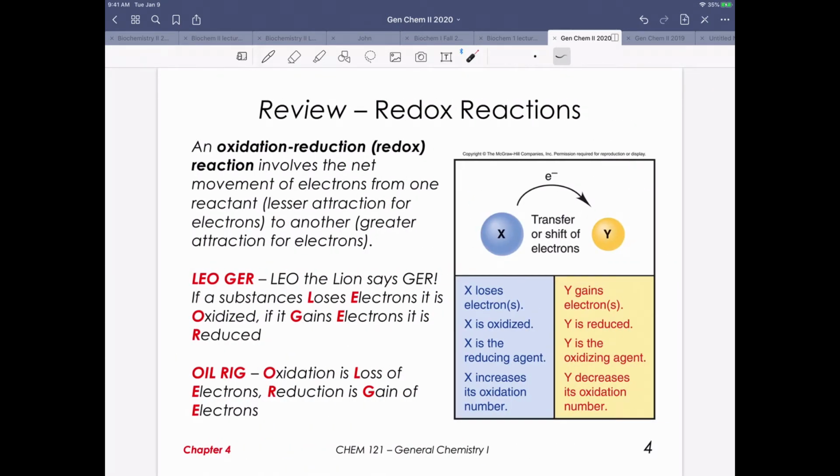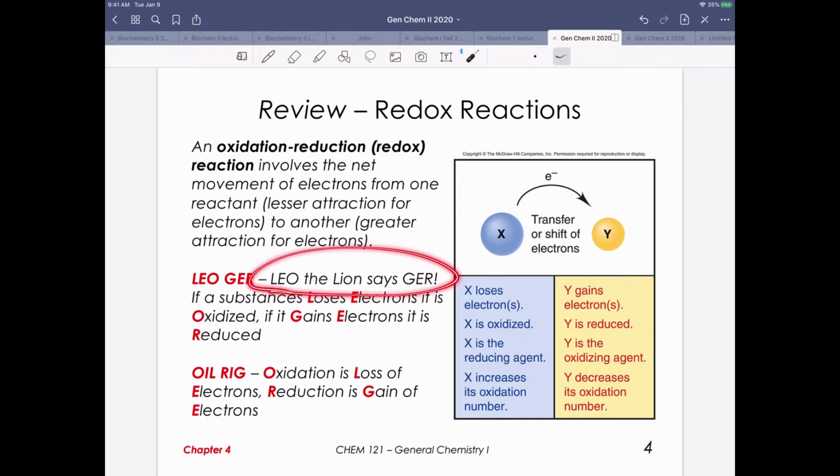A few slides here just to review some earlier concepts. You'll notice that these are chapter 4 slides from Gen Chem 1. When we learned about oxidation and reduction chemistry, we may have learned a couple of different ways to think about this, but this is an important thing that you need to make sure that you remember: if something loses electrons, it's oxidized, or if it gains electrons, it's reduced.